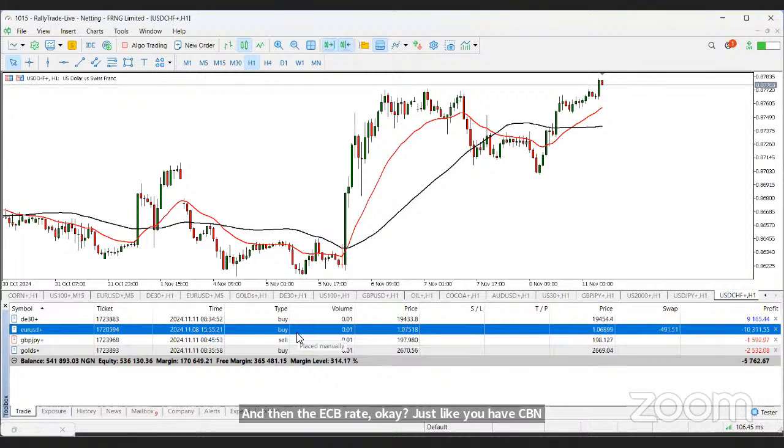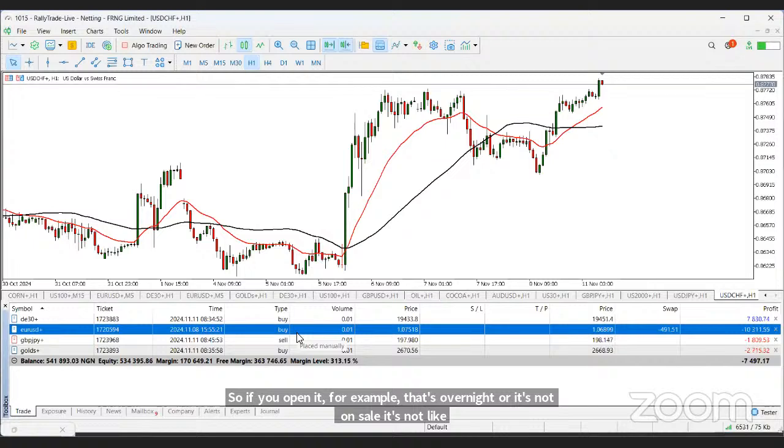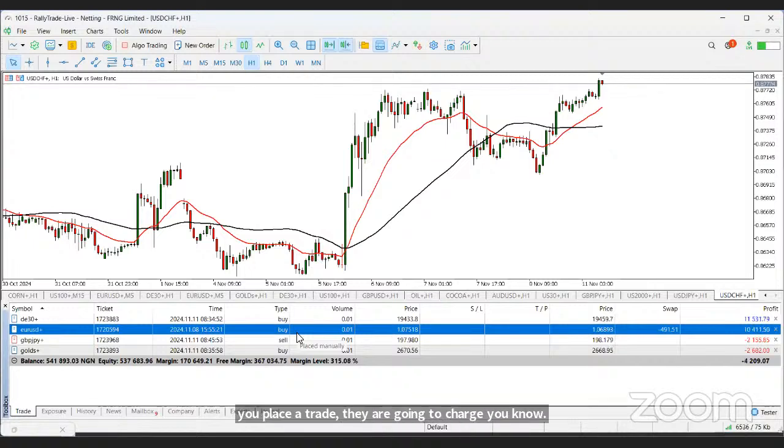Now, if the rate of a particular country is higher than the rate of another country, and you are buying their currency, then you'll be paying some charges. If the rate is lower and you are buying their currency, you'll be paid some money. It's overnight; it's not that when you place a trade they charge you. If you leave your trade overnight, they are going to charge you.